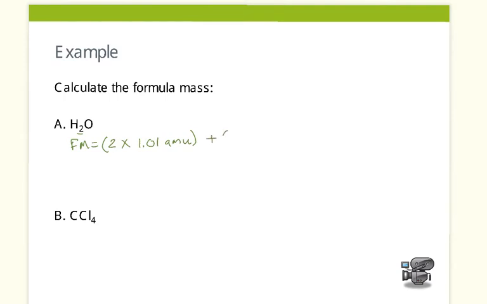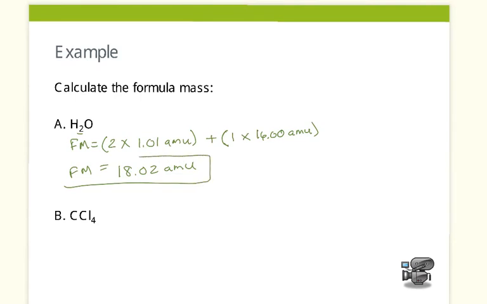And then we're going to add this to our second element. Our second element is oxygen. There's one of those. We only have one atom of oxygen. And each oxygen atom is 16.00 AMU. And when we plug this in, we end up with 18.02 AMU for our formula mass for H2O or water.